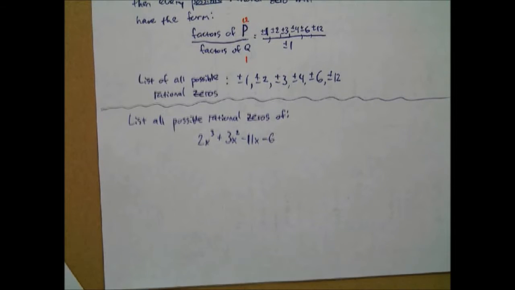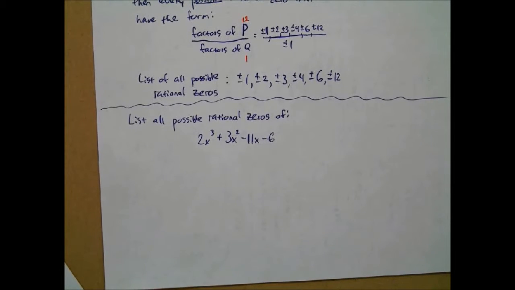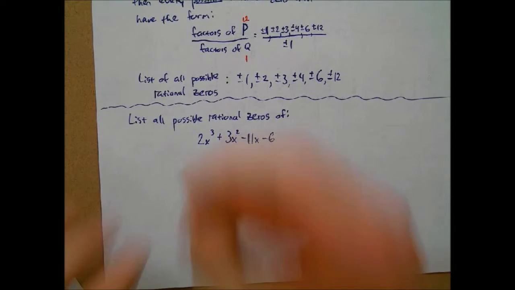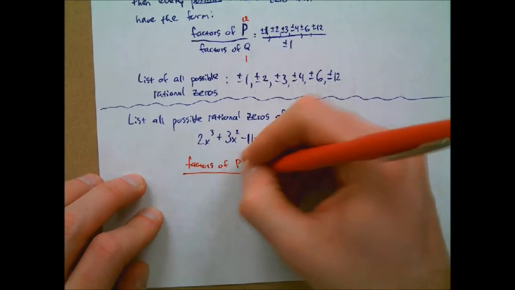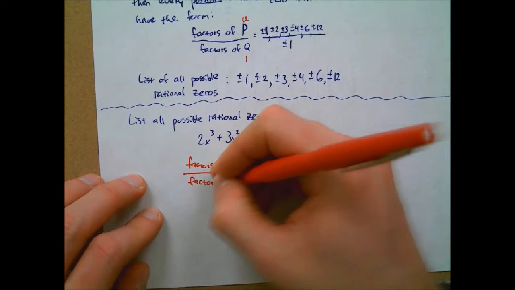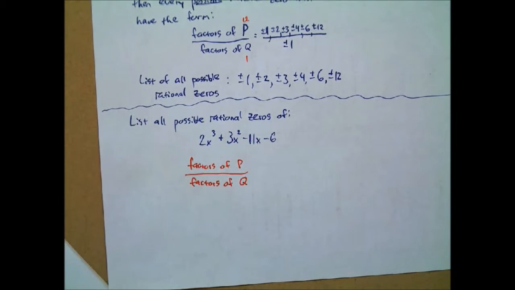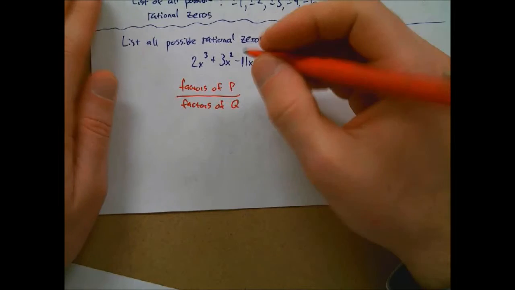So, again, if we're trying to list the possible rational zeros, it means the possible zeros, possible roots, possible x-intercepts here. We have to identify our p and our q again, right? So factors of p over factors of q. What is our p in this problem? Remember, p is the constant term. So what's p in this case? Yes, -6. So there's our p.